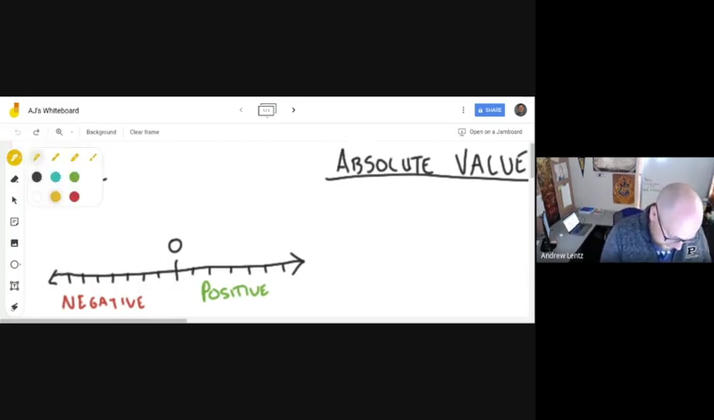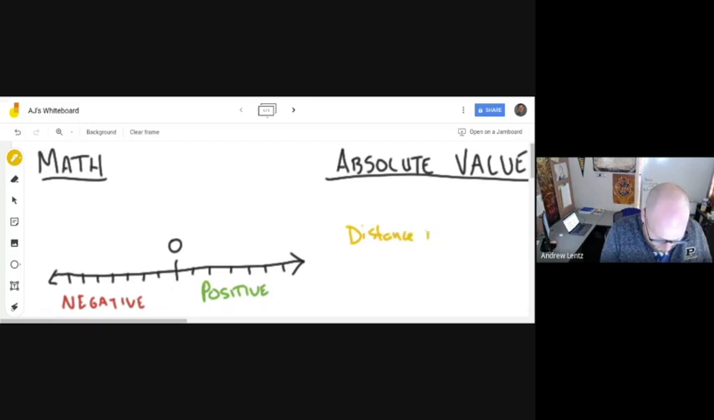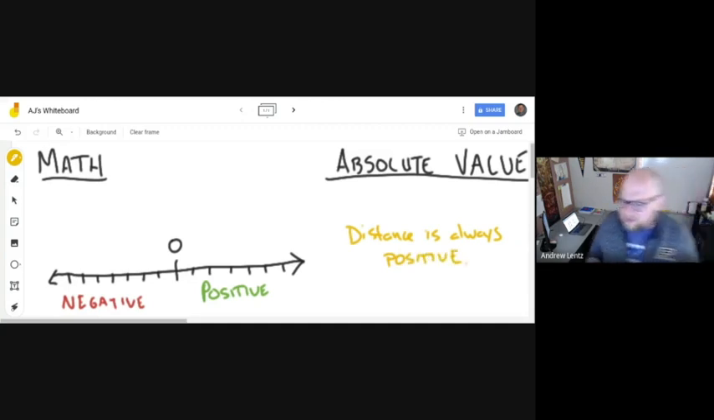So distance, ladies and gentlemen, is always positive. Okay? It's just like time. Time is always measured in positive. We can't go backwards in time. And if we did, if we did manage to go backwards in time, we'd probably kill ourselves, like ourselves as in humanity. It would be really bad.